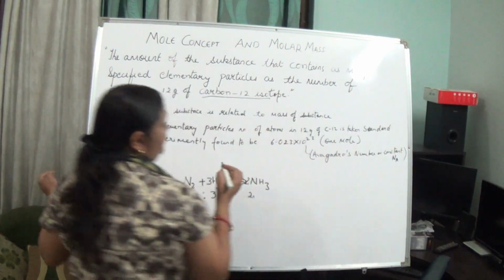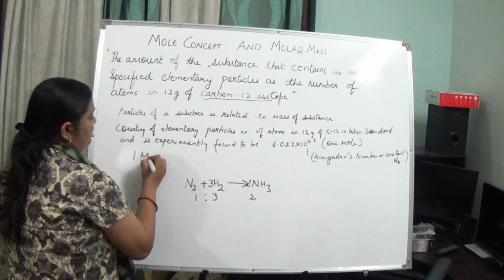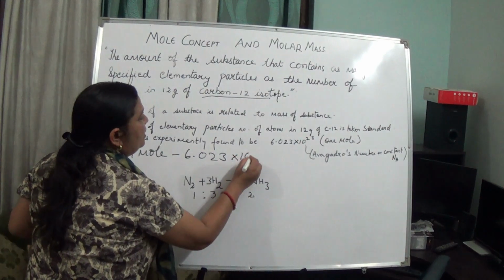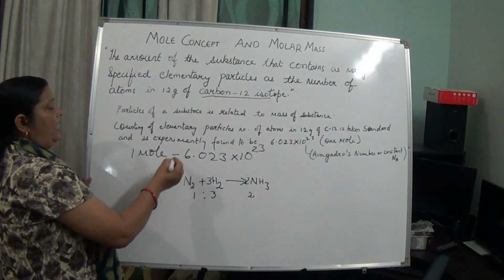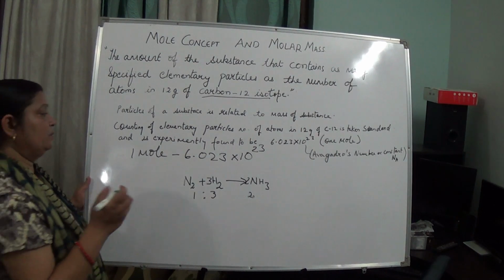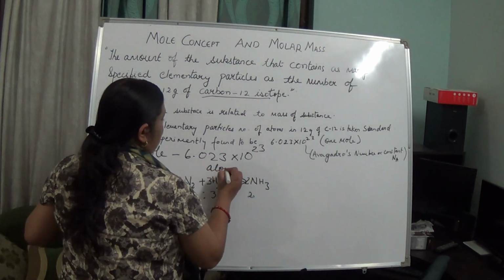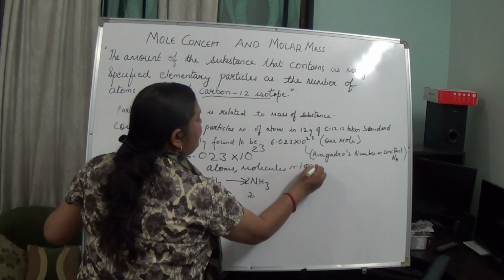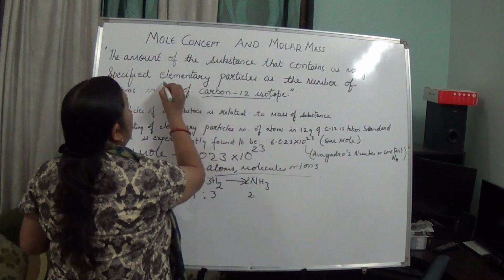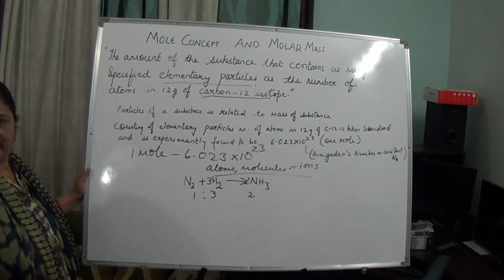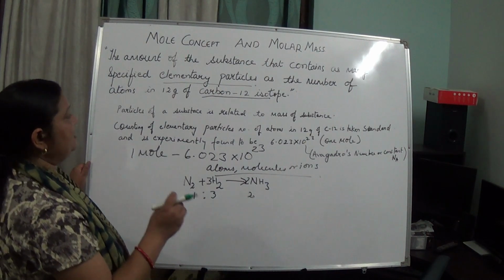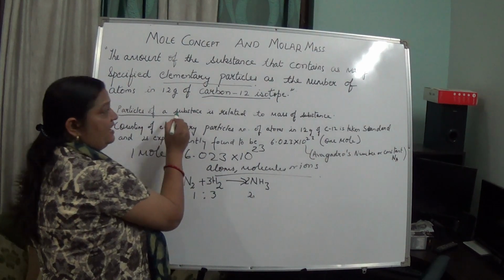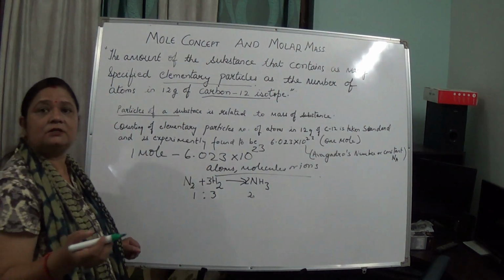1 mole of any substance will consist of 6.023 into 10 to the power 23, isn't it? It can be atoms, molecules, or ions, and these collectively are known as the elementary particles. Getting? And the particles of the substance are related to the mass of that substance only.